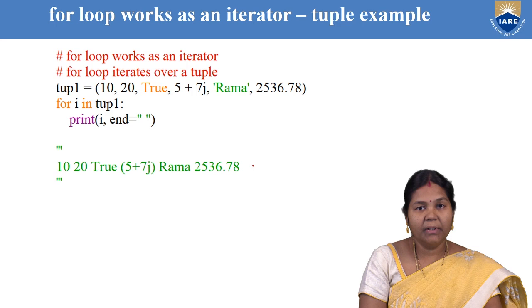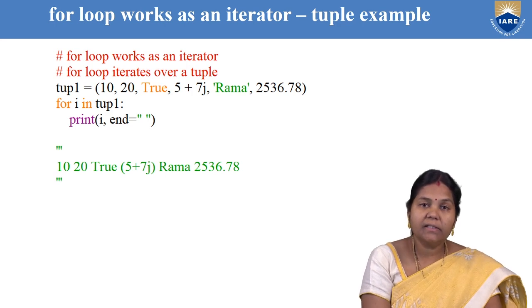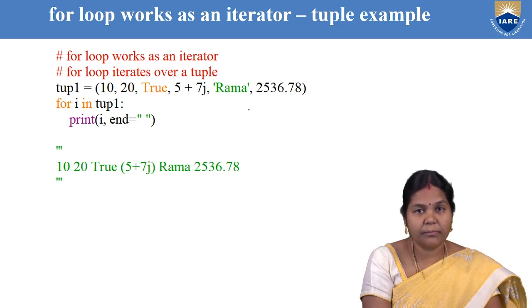Now let us see a similar example. Instead of taking a list, we can also take a tuple, and a tuple is also a heterogeneous collection of comma separated values. Using a for loop, we can iterate over a tuple and display the elements of the tuple. So we can say that a for loop also works as an iterator for a tuple.